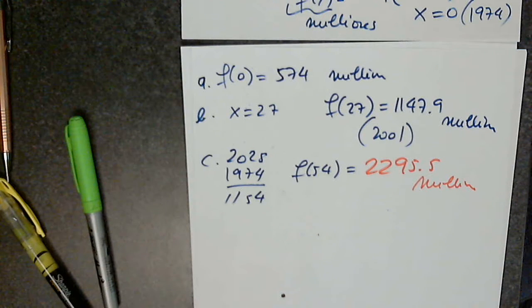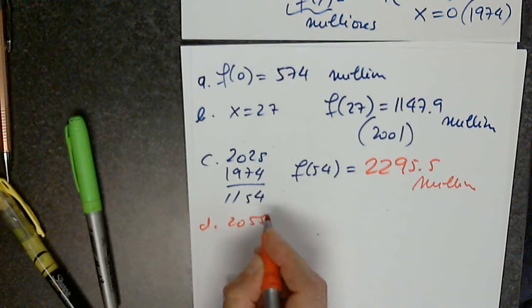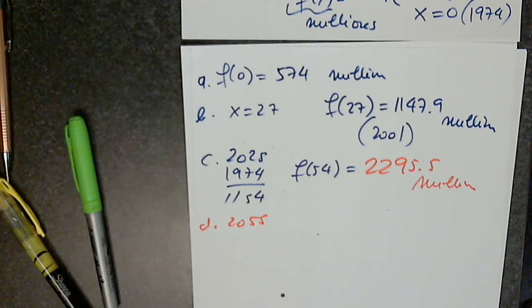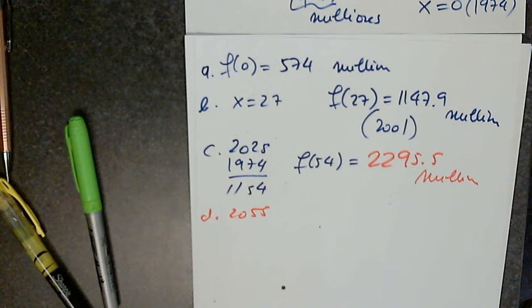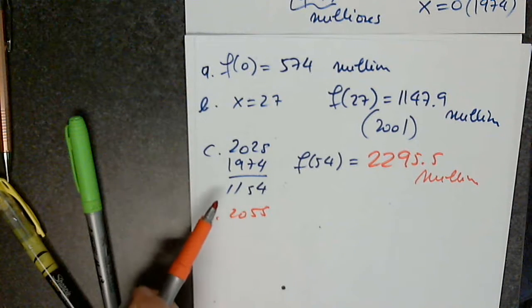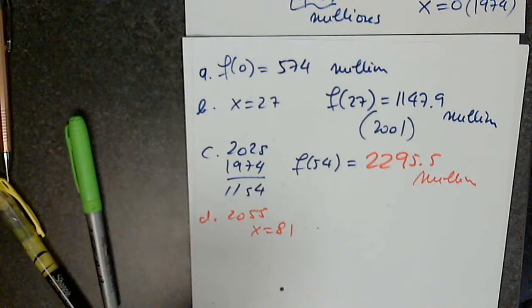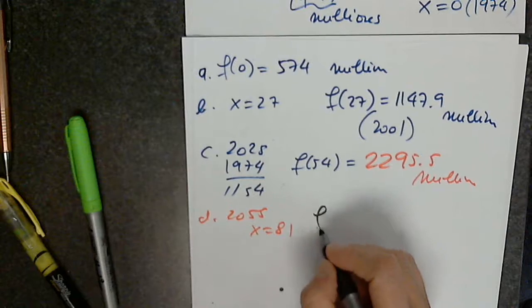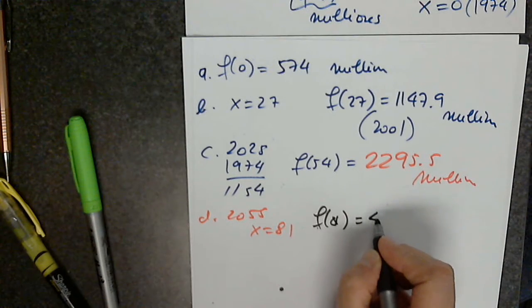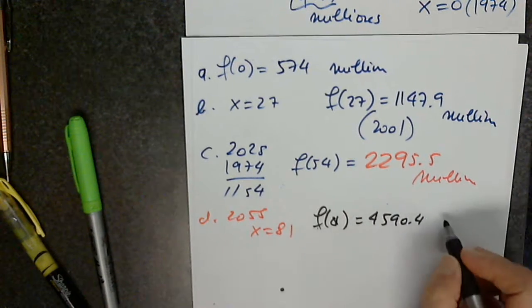Then finding this population to the nearest million in the year 2055. And what appears to be happening to India's population every 27 years? Okay. So 2055 is, it? X equals 81? Perfect, thank you very much. So I punch in 81. And I see 4590.4. So f of 81, 4590.4 million.